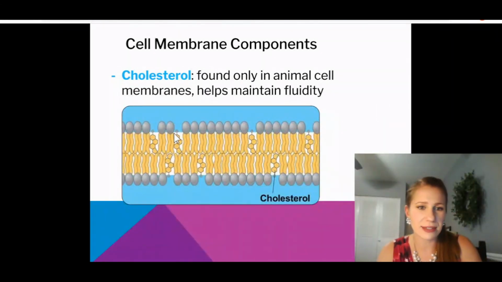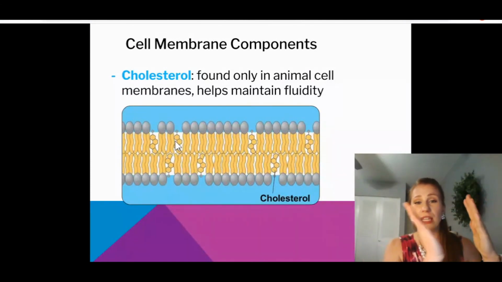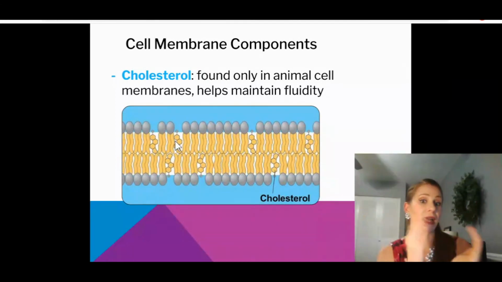You can see it's these little hexagonal shapes in between our lipid bilayer, and it just gives our lipids more room to move side to side. So it gives us a little extra wiggle room, basically, in our cell membrane.